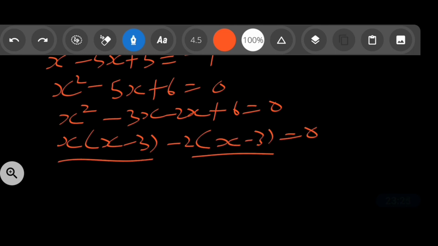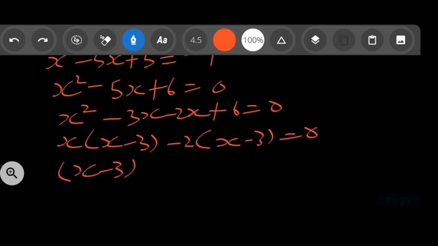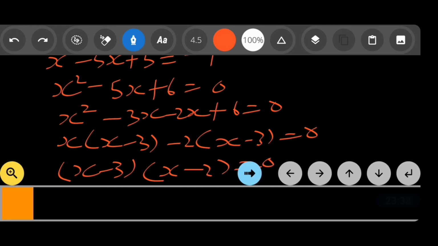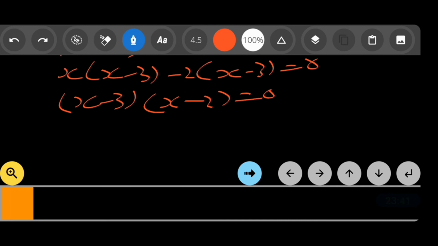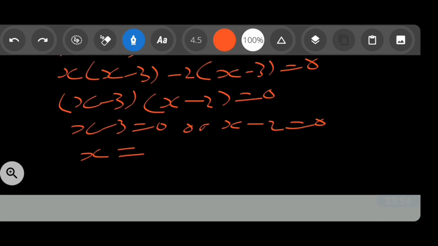Now, since x minus 3 is here and here, we can simply factor them out. We get x minus 3 over here, then we get x minus 2 remaining. All these are equal to 0. Now, for this equation to be correct, it's either x minus 3 is equal to 0 or x minus 2 is equal to 0. Now, this gives us that x is equal to 3 or x is equal to 2.